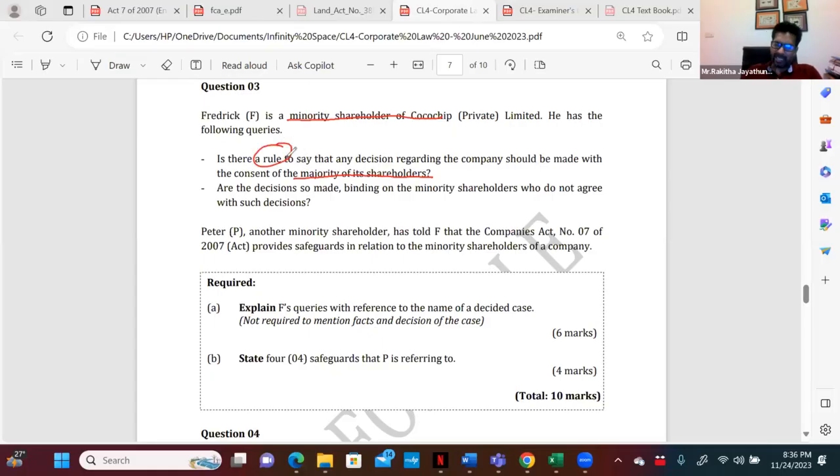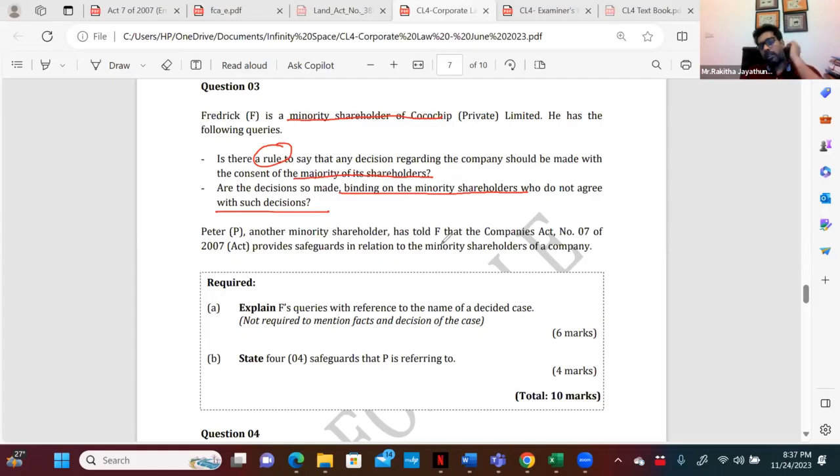This has been asked in each and every paper that I have discussed so far. Every paper, you get this. The rule to say that any decision regarding the company should be made with the consent of the majority of shareholders. Can someone tell me the rule? Because there's a question. You have to give a straightforward answer and then explain. Are the decisions so made binding on the minority shareholders who do not agree with such decision? You have to give a straightforward answer to this. Whether the minority shareholders are bound by the decisions made by the majority shareholders.